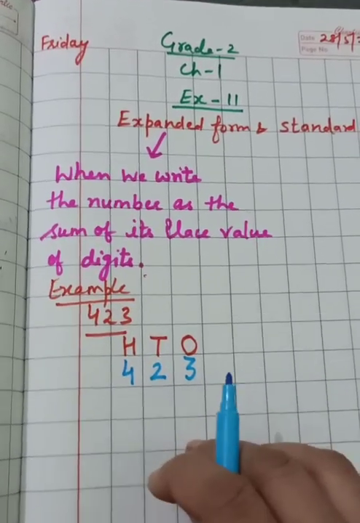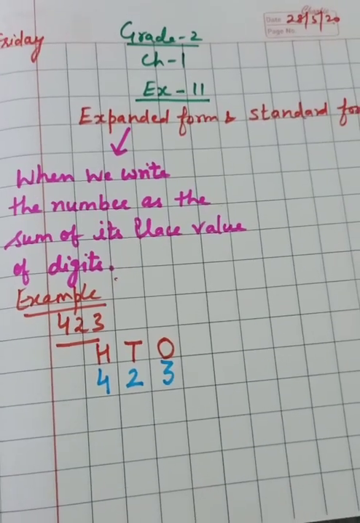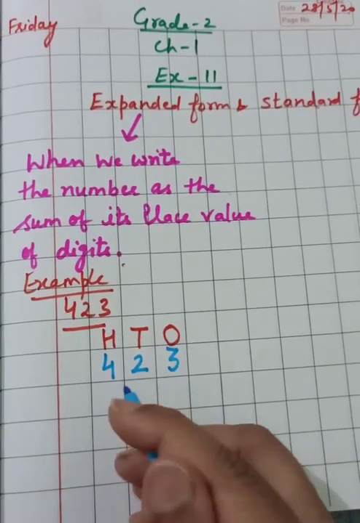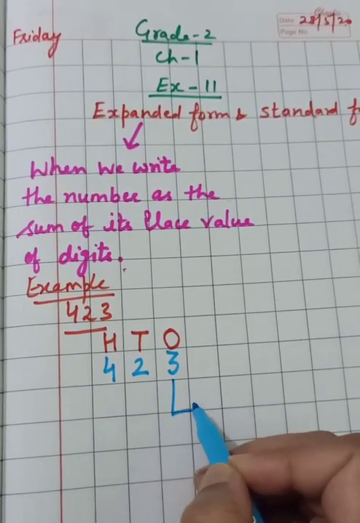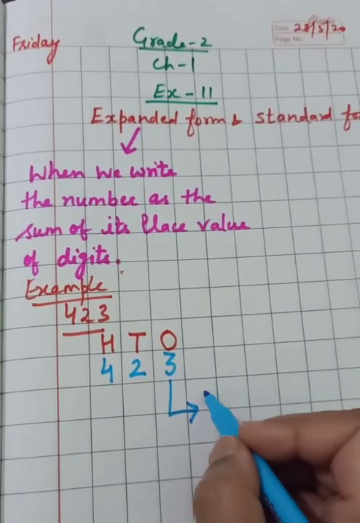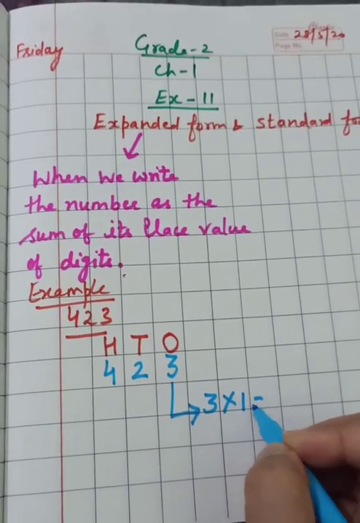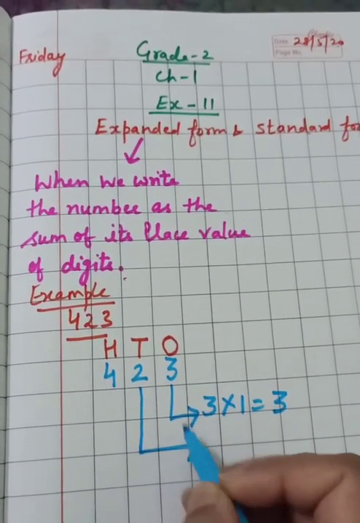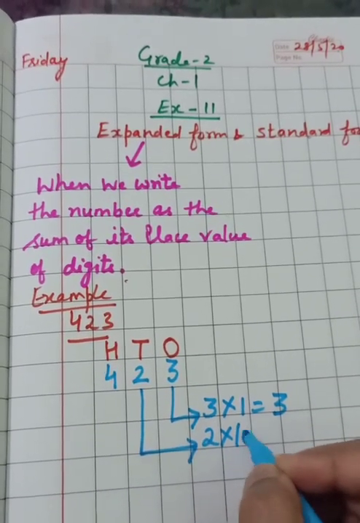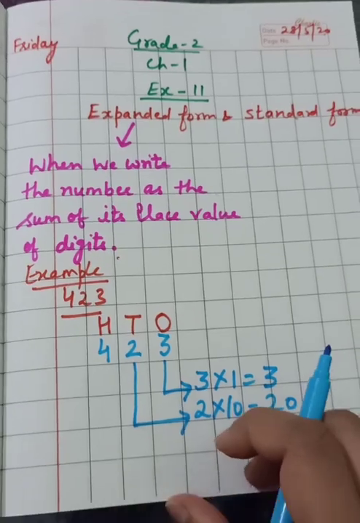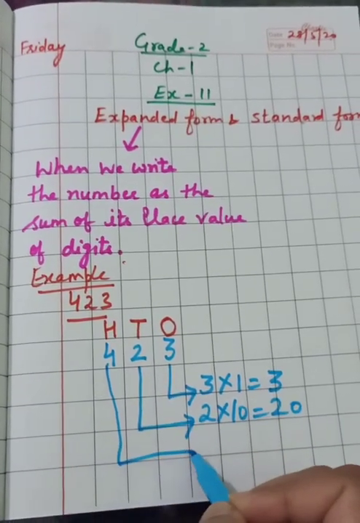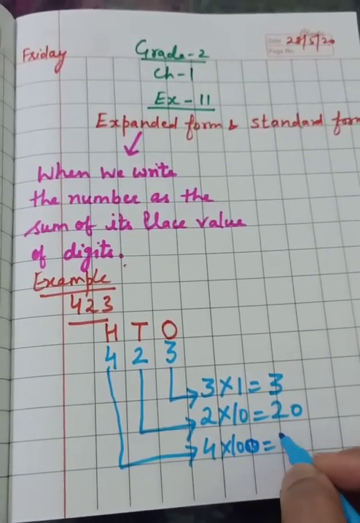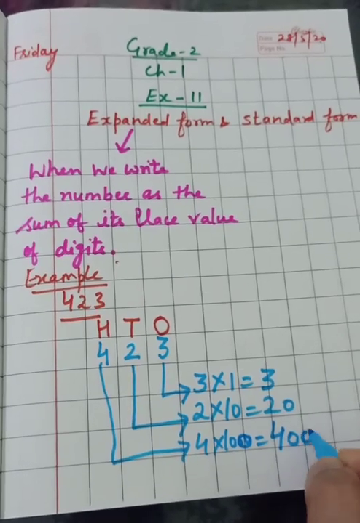Right, now in our previous lecture we have learnt about finding out the place values. So now we know how to find place values. So let's start with the place values. First we will find the place value of ones. So 3 ones is equal to 3. Now next is 2 tens. So 2 tens is equal to 20. Now 4 is on hundreds. So 4 hundreds are called 400.